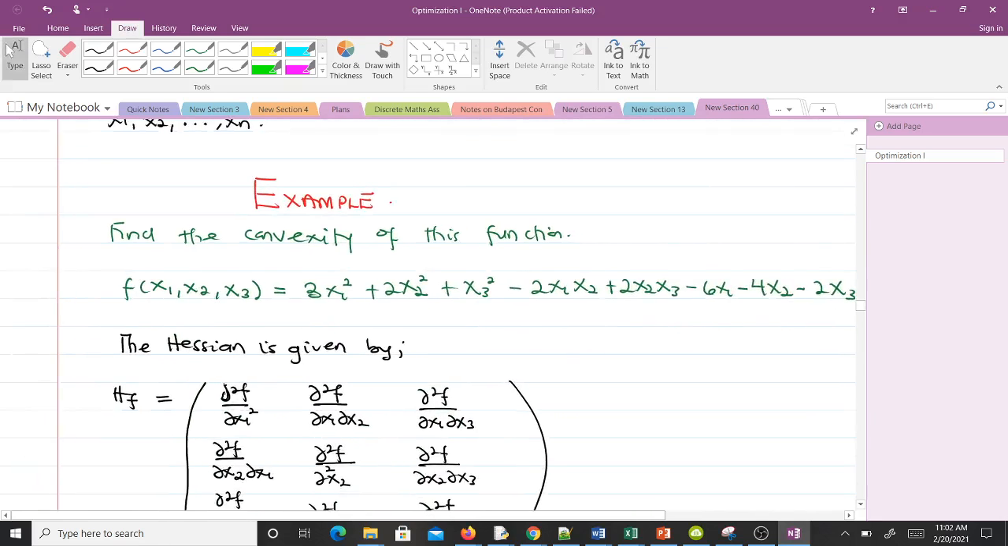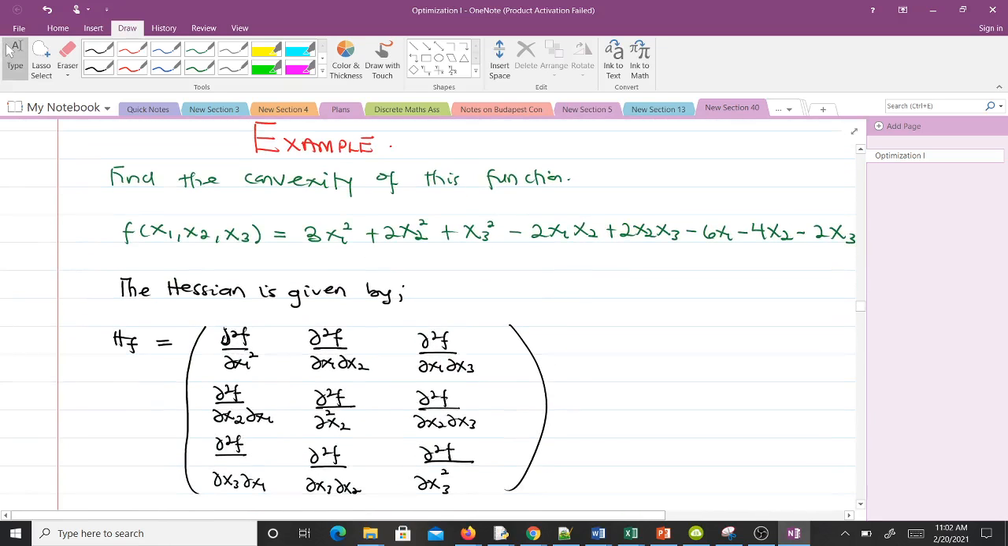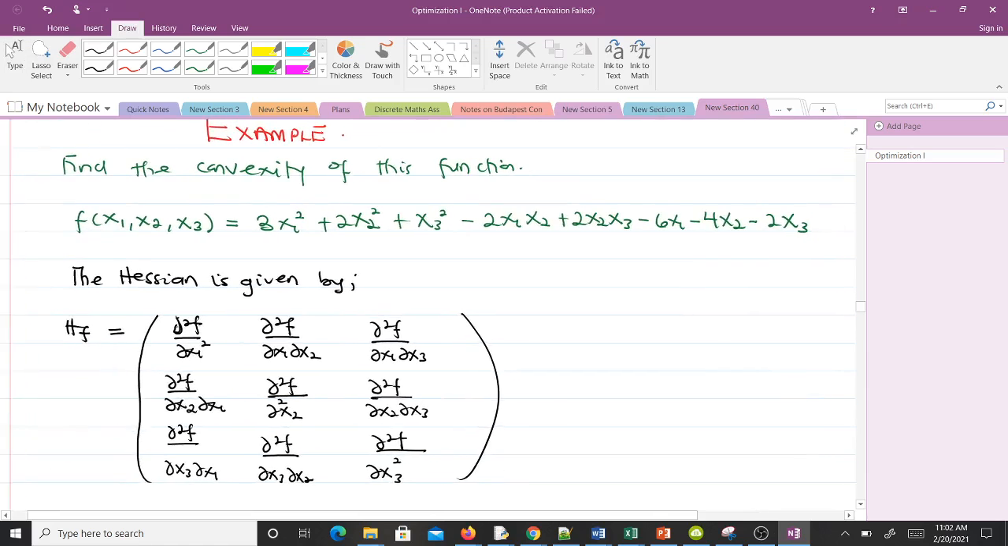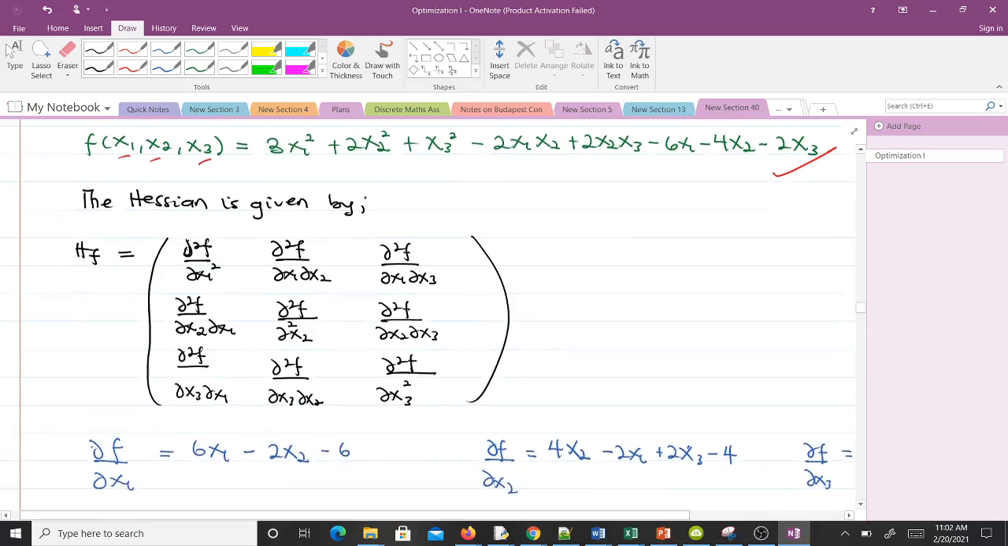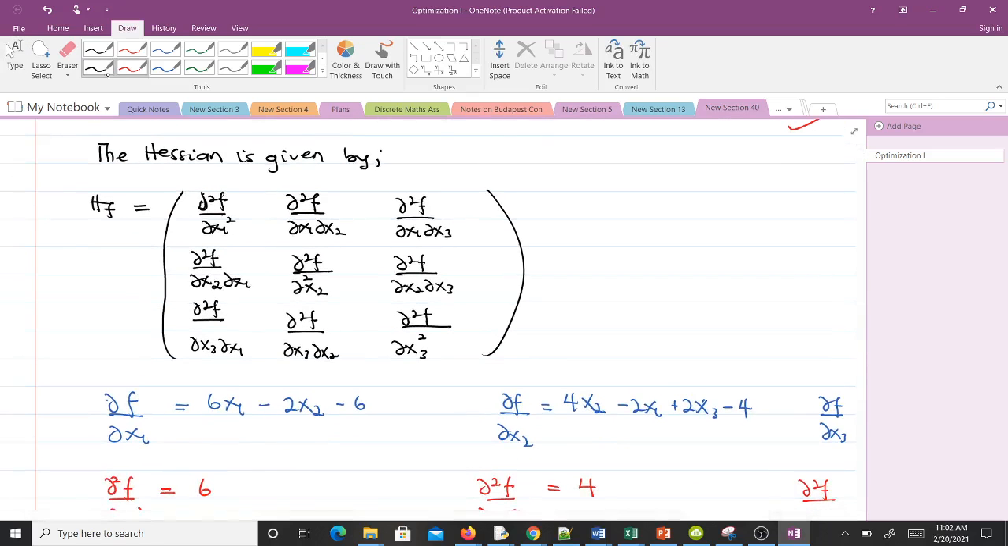So let's solve an example. The example says we should find the convexity of this function here. Alright, so this long function. Since we have three variables, one, two, three, our Hessian matrix is given by this. So we are supposed to find all these partial derivatives.